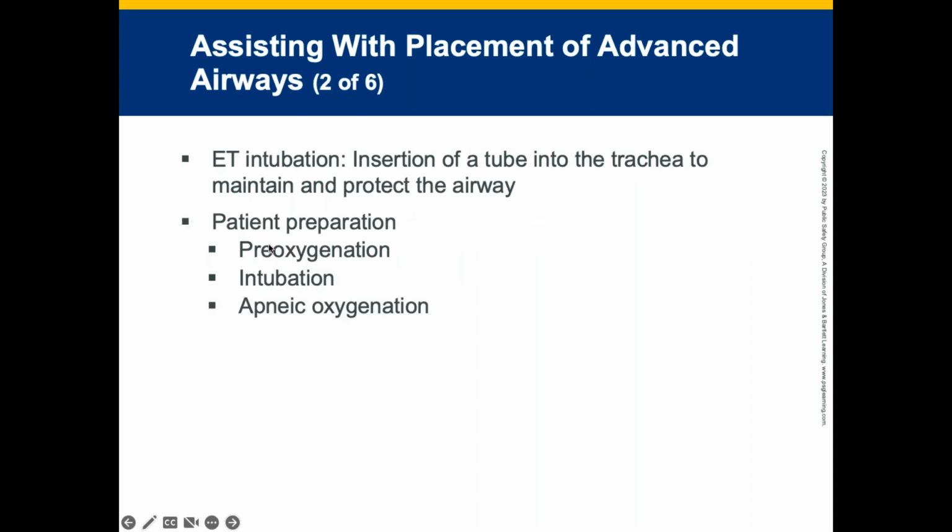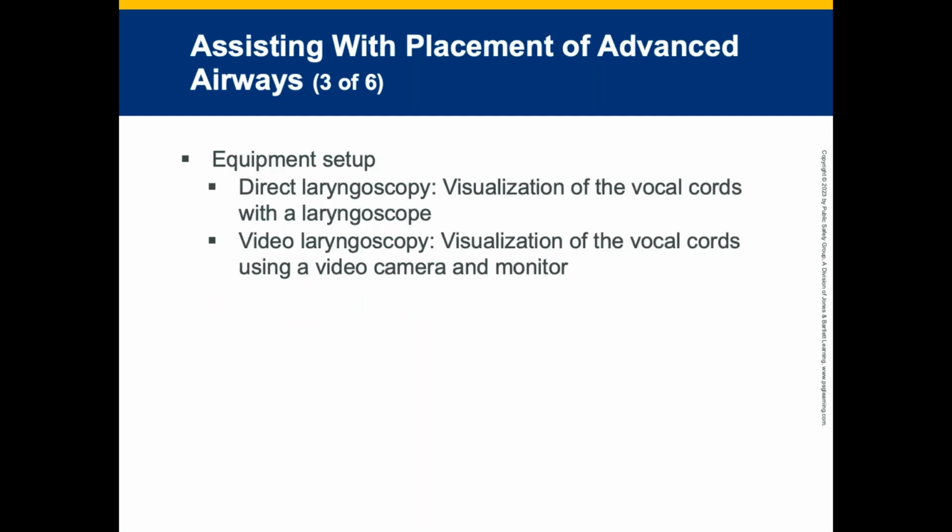So endotracheal intubation, insertion of a tube into the trachea to maintain and protect. This is what they call the golden standard of airway management. So pre-oxygenation, maintain a high flow nasal cannula on the patient. Intubation, which leaves the nasal cannula in place. And then the apneic oxygenation, which allows for continuous oxygen delivery down the airways itself. So we kind of pre-oxygenate the patient in preparation for intubation.